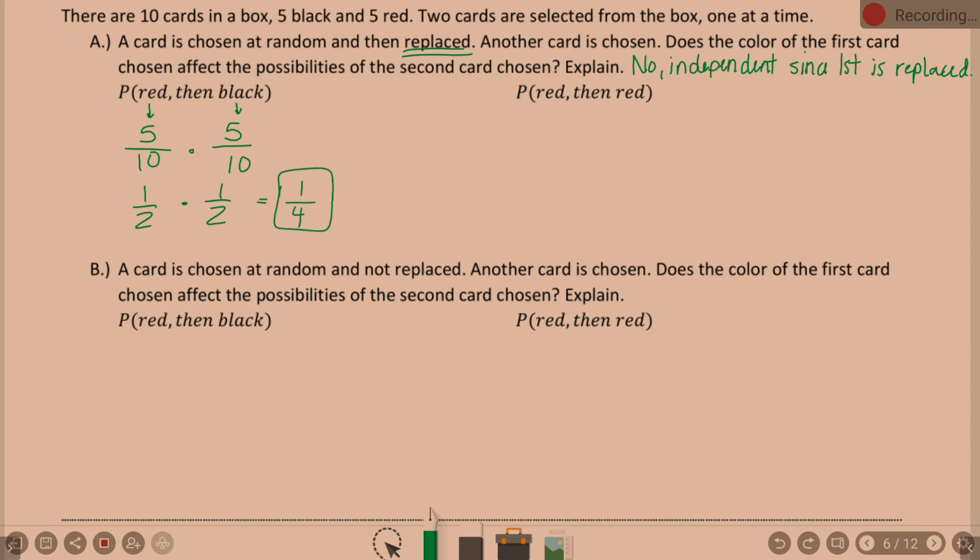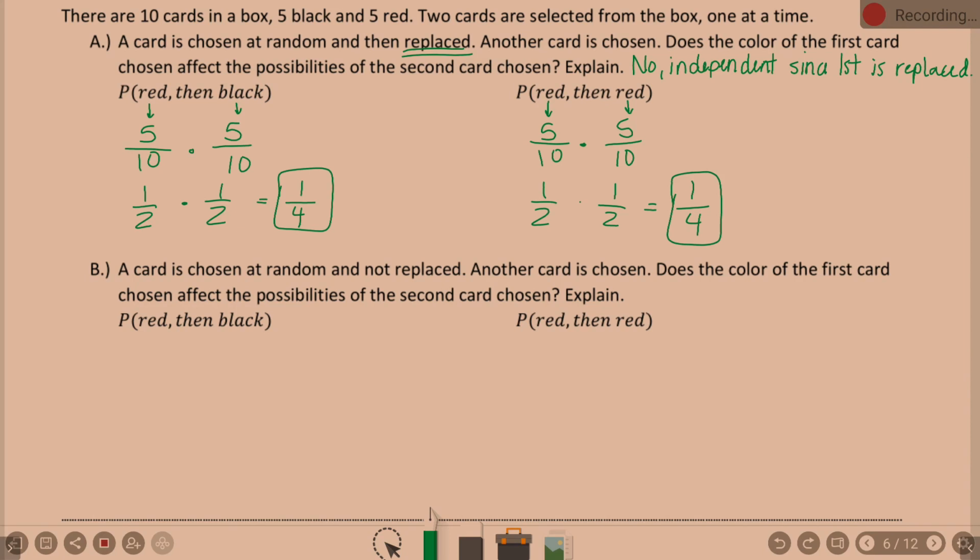Okay. Probability of red then red. What's the probability of red on the first draw? 5/10. The card is replaced. So what's the probability of red on the second draw? 5/10. Deja vu, did we just do this? 5/10 reduces to 1/2. 1/2 times 1/2 is 1/4. I'm always doing my reducing ahead because I'm not going to pick up the calculator unless I have to. Okay?